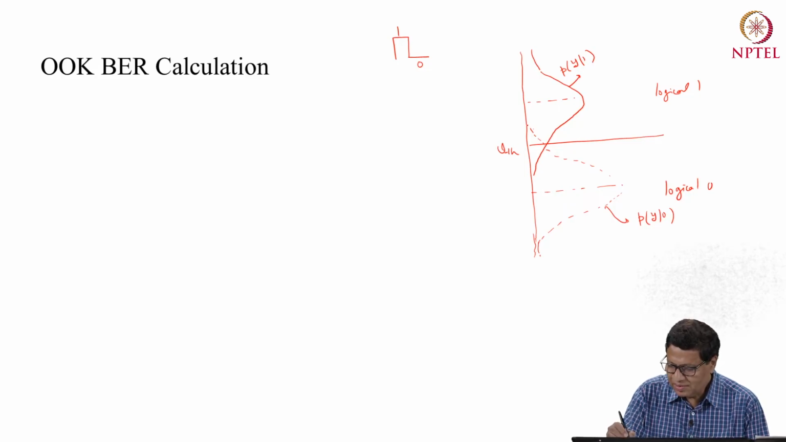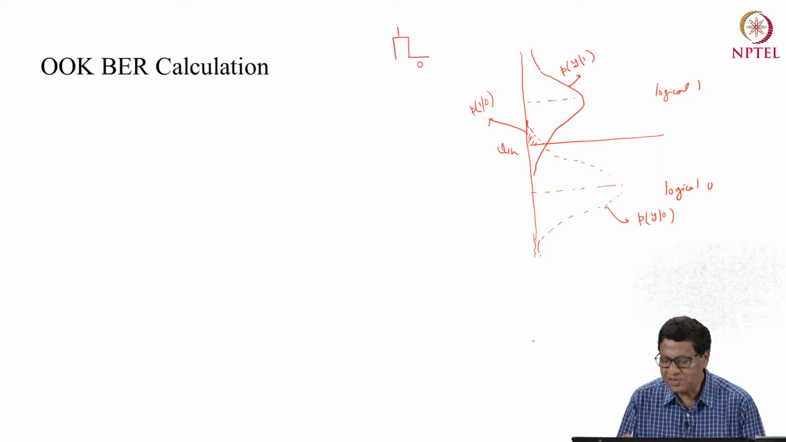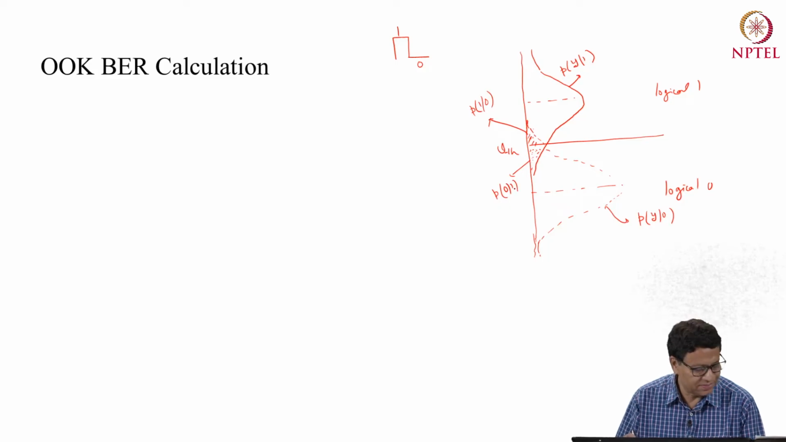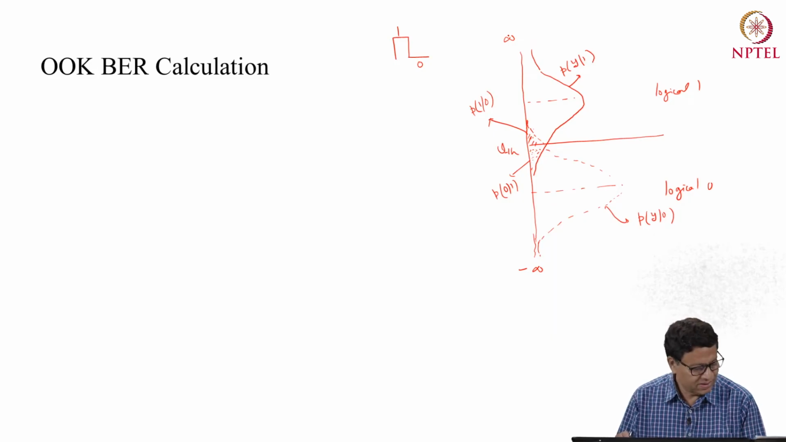The error component in this is, for example, this dash area, which is the probability that I received 1 when 0 was transmitted. And if you see this dotted area, which I am showing here as dots, it is the probability that you got 0 when 1 was transmitted. This goes from minus infinity to infinity. So we will try to calculate the BER for such a system.